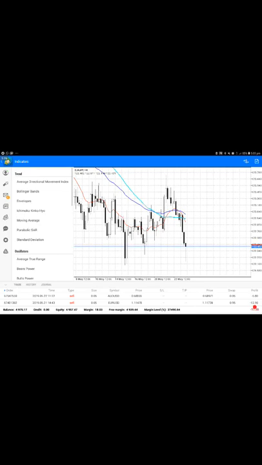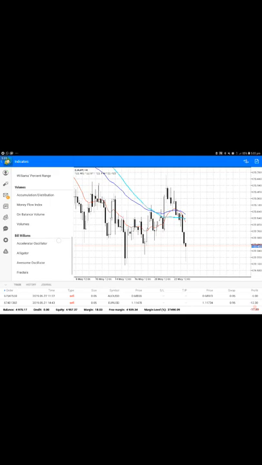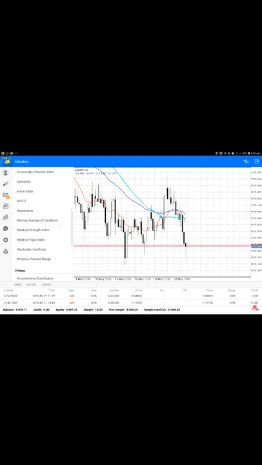So if I click on R to add indicator, you see a list of different indicators that you can use to project what the market is going to do. There are so many different indicators that you can find.